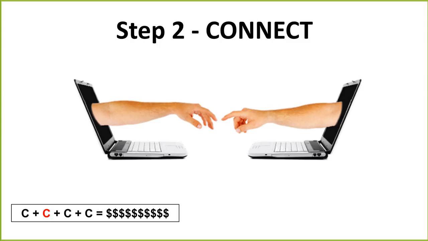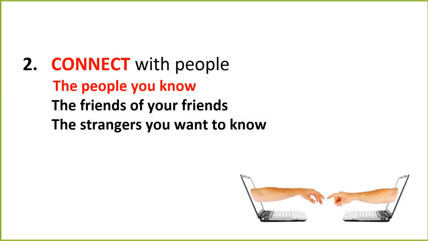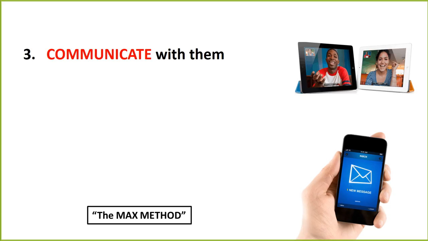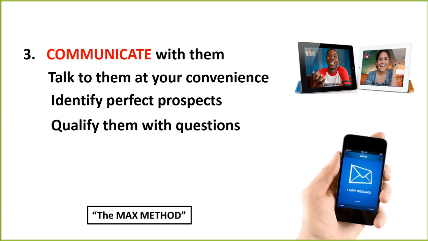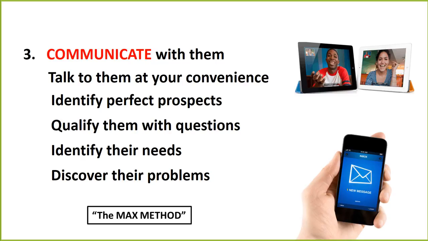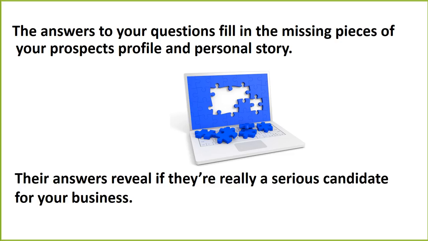So after the page is up, you connect with people. Connect with the people you know. First level, friends of your friends. Second level, and then strangers you want to know, which is frankly everybody else. Now, it's all about communication. Talk to people at your convenience. Identify perfect prospects. Qualify them by asking questions. Identify their needs. Discover their problems. And the answers to your questions will fill in the missing pieces of your prospect's profile and personal story. Their answers will reveal if they're really a serious candidate for your business. And finally, close the sale.